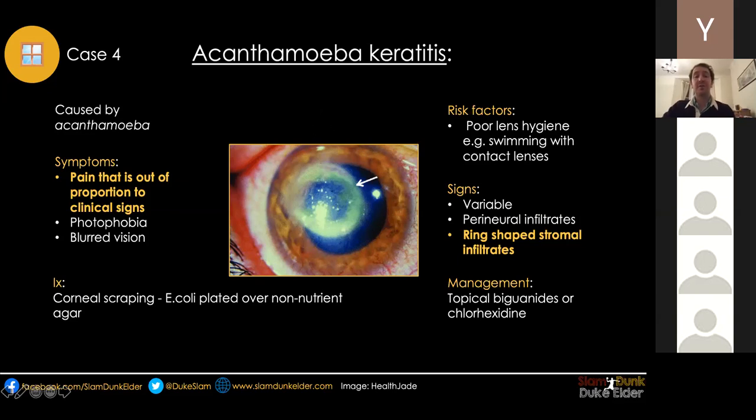Again, you'd want to investigate with corneal scraping, and this is associated with poor lens hygiene. Again, it might be contact lens wearers who swim in lakes, or shower with their contact lenses in, and things like that, which would give the history away. This presents with ring-shaped stromal infiltrates. So in the photo, I think you can see it's quite clear here.